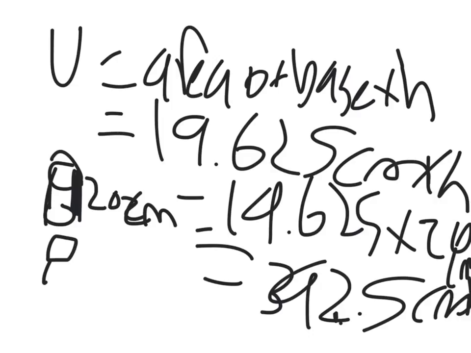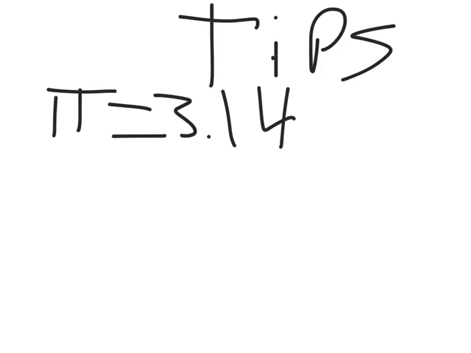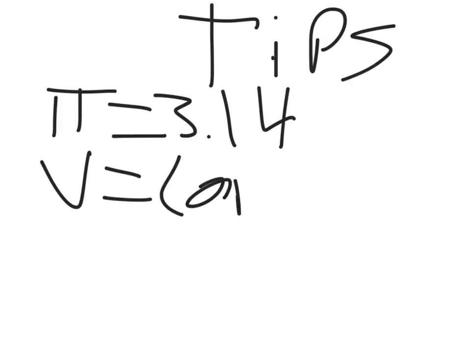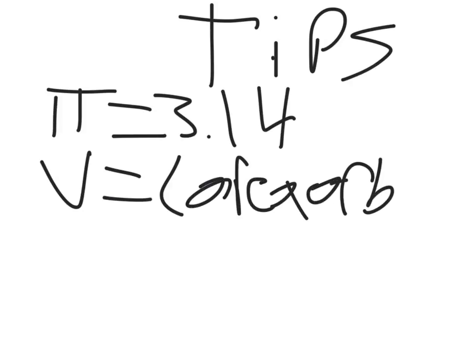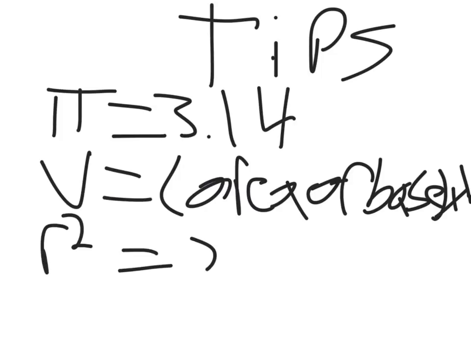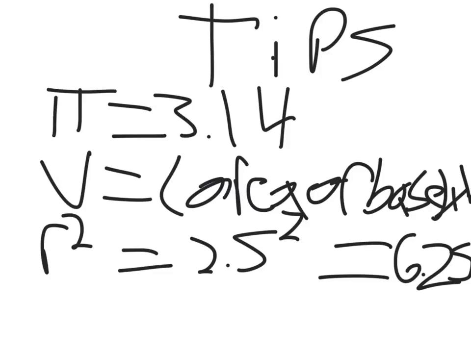not just that, but also ones that are like this. Also works for ones like that. Here's some tips. Pi will always equal 3.14, and the volume is going to equal area of base times your height. And r squared is always your radius, and for this case was 2.5 squared. So that's all. Squared means you're doing 2.5 times 2.5, and that equaled 6.25. And yeah.